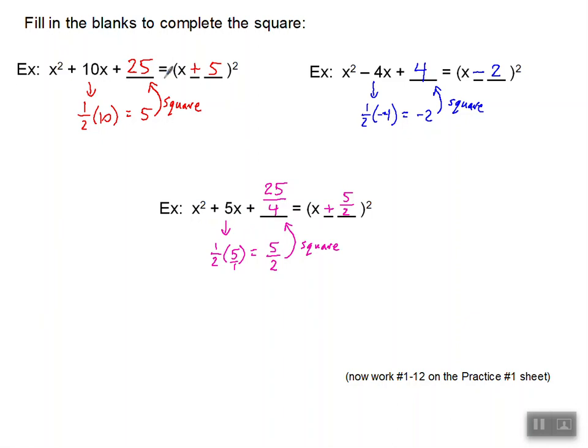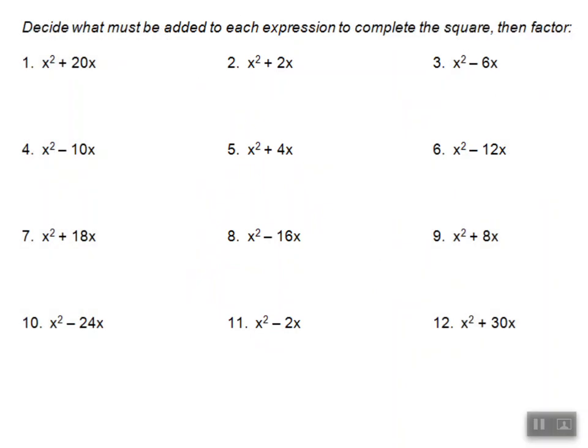Now that I've shown you 3 more examples of this pattern, I'd like for you to pause the video and pull out your practice number 1 sheet and work problems 1 through 12. That should give you enough practice with this pattern. Here are the 12 problems. Let me do the first one with you. What I want you to do is find the one number that we can add right here to make this a perfect square trinomial, and then factor into the correct factors.